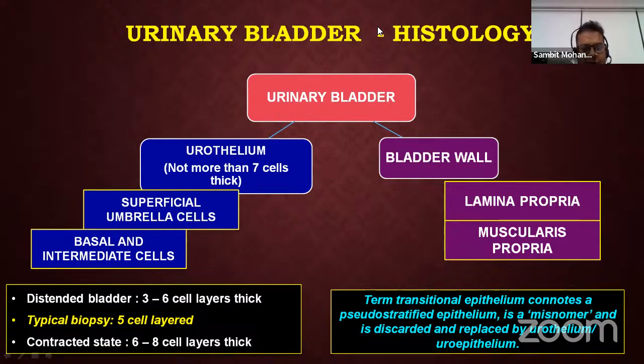One is the superficial layer, I'll get into the pictures, which is basically made up of the umbrella cells, and then the basal and the intermediate layers. If the bladder is distended, the layering is between 3 to 6 layers, and in a contracted state it's between 6 to 8 layers. In a typical bladder biopsy or TURBT, what you see is a 5-layer epithelium. In the wall, we have the lamina propria, which has thin, irregular, wispy bundles of smooth muscle, which is called the muscularis mucosae. And we have the muscularis propria, which are thick bundles of muscle, basically the detrusor muscles.